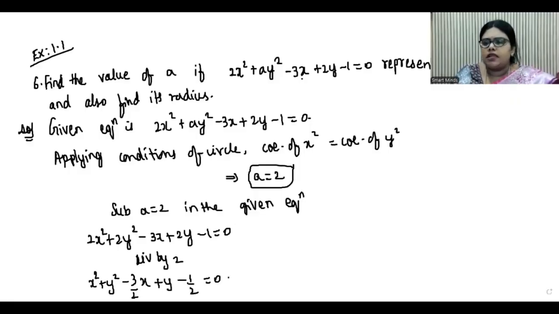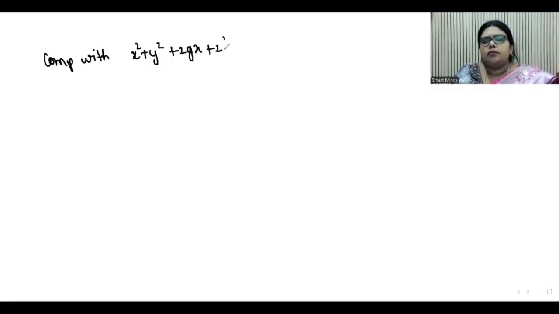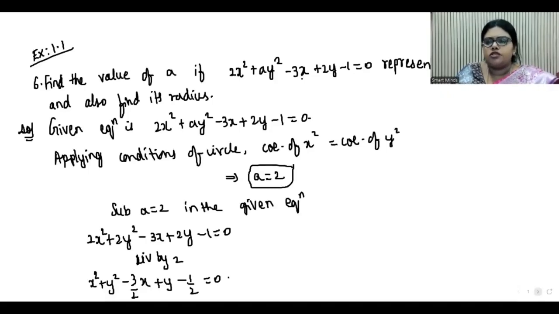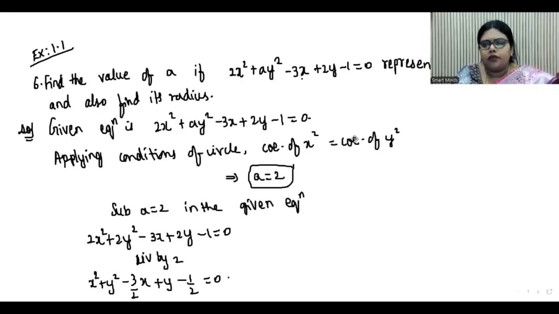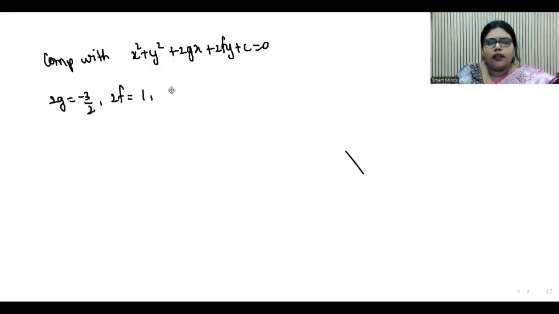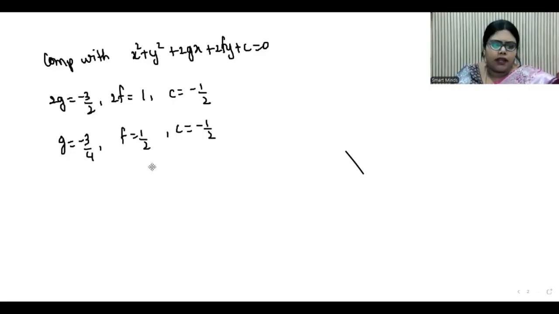Now comparing this equation with the general form. What is the general form? x square plus y square plus 2gx plus 2fy plus c is 0. So if you compare them, in the place of 2g you have minus 3 by 2. 2g is minus 3 by 2. And in the place of 2f you have 1. And in the place of c you have minus 1 by 2. So g is minus 3 by 4, f is 1 by 2 and c is minus 1 by 2.